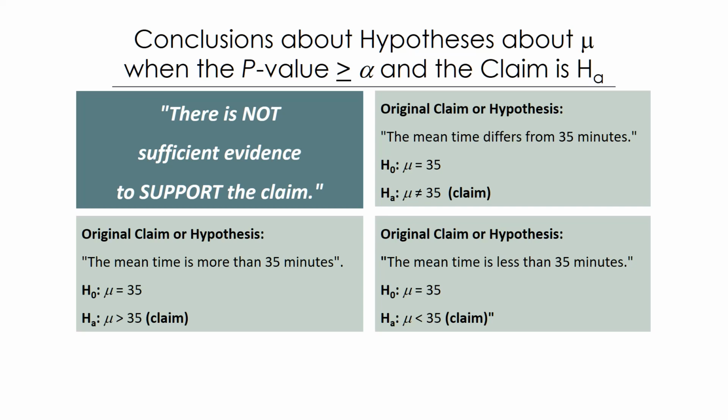When the p-value is less than alpha, we would say, yes, that's sufficient evidence to support the claim. But when the p-value is greater than or equal to alpha, there's not sufficient evidence to support the claim when the claim is the alternative hypothesis.